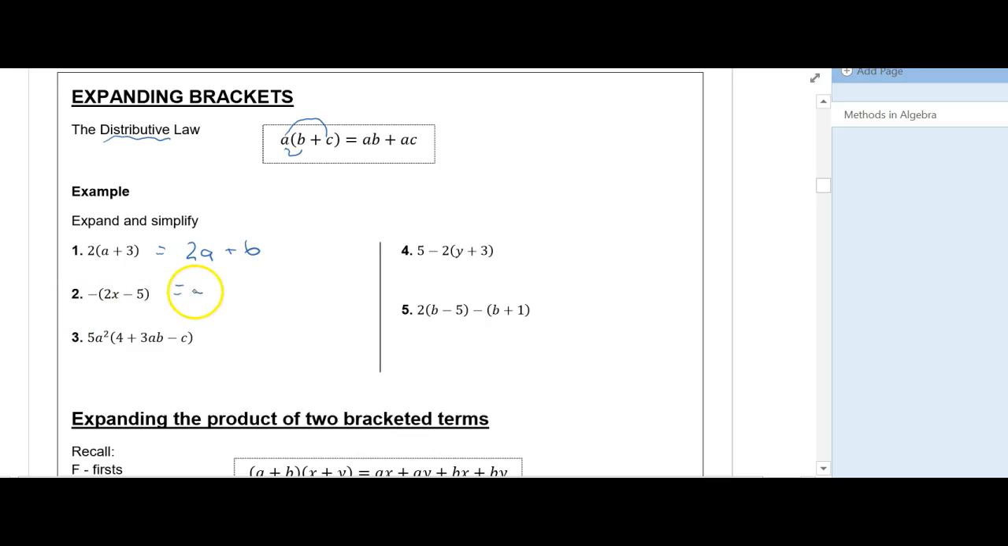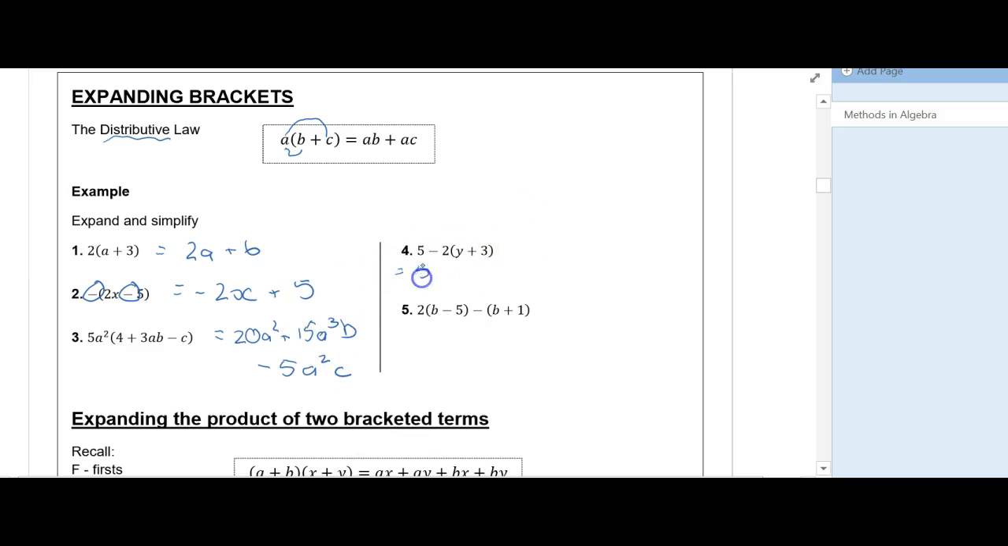Oh, I'll do this one. Minus 2x, two negatives are a positive. That's the trick. This one's going to be 20a squared plus 15a cubed b minus 5a squared c. See how I use my indice laws? See how important they are?